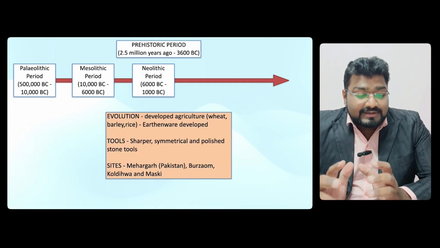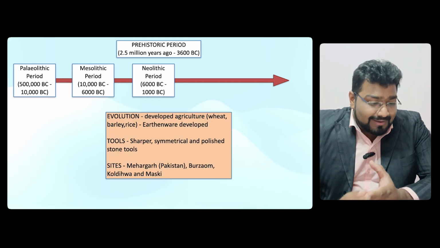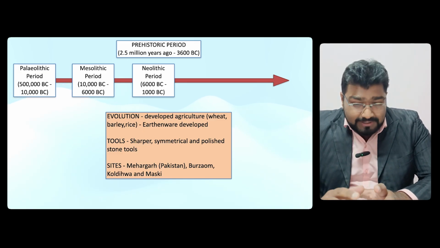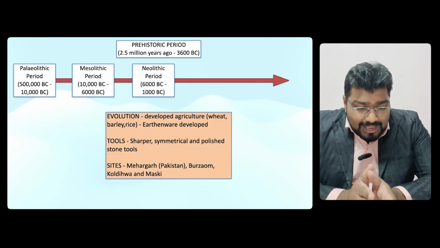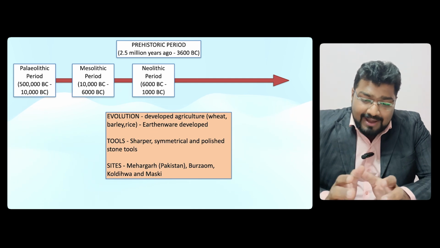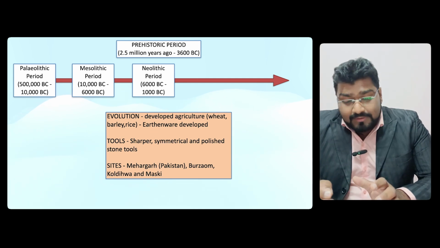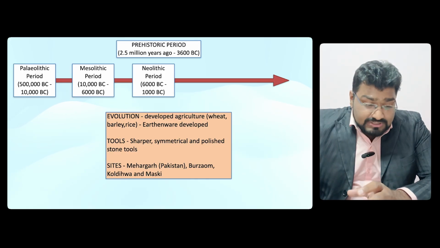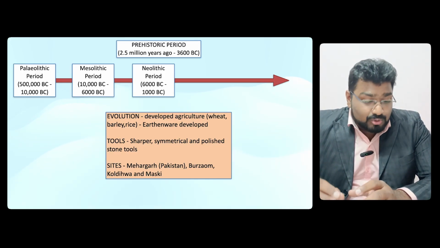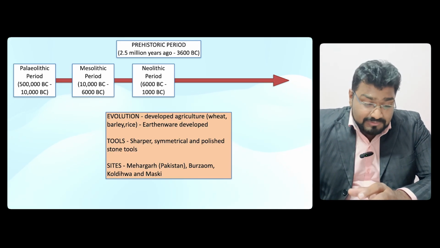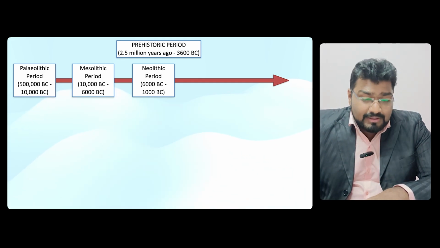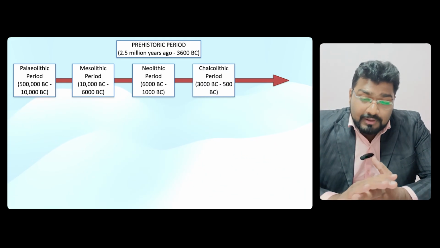Here, agriculture developed. Wheat, barley, rice, earthenware developed. Tools, particularly now, will be sharper, symmetrical, and quite a bit polished. Okay. Now, what were the sites? Sites were Mehrgarh in Pakistan, Burzahom in J&K, then Koldihwa in Uttar Pradesh, Maski in Karnataka. Fine. Then the Chalcolithic period will come.